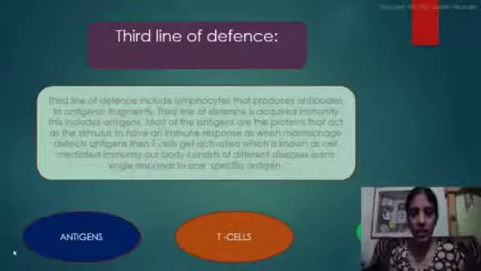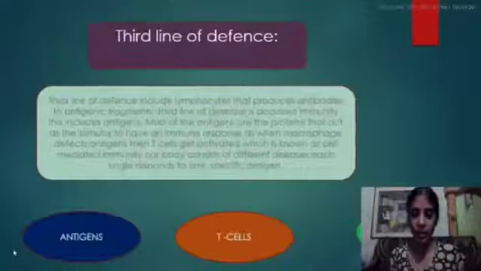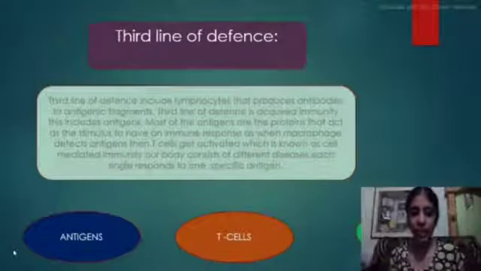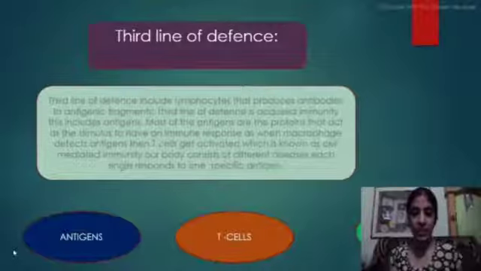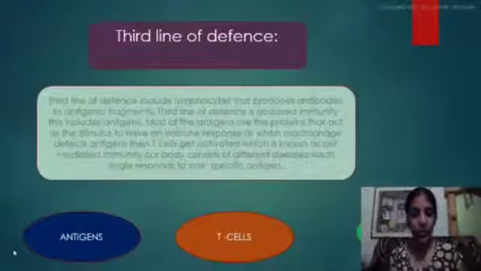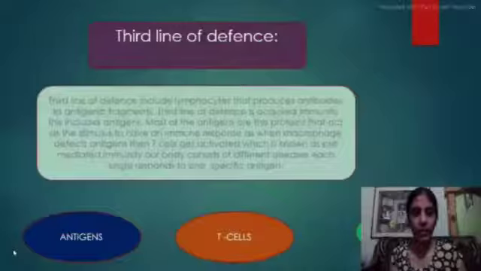This includes antigens. Most of the antigens are proteins that act as a stimulus to produce an immune response. When a macrophage detects antigens, then T cells get activated, which is known as cell-mediated immunity. Our body faces different diseases and each cell responds to one specific antigen. So, the third line of defense is all about antigens and T cells.